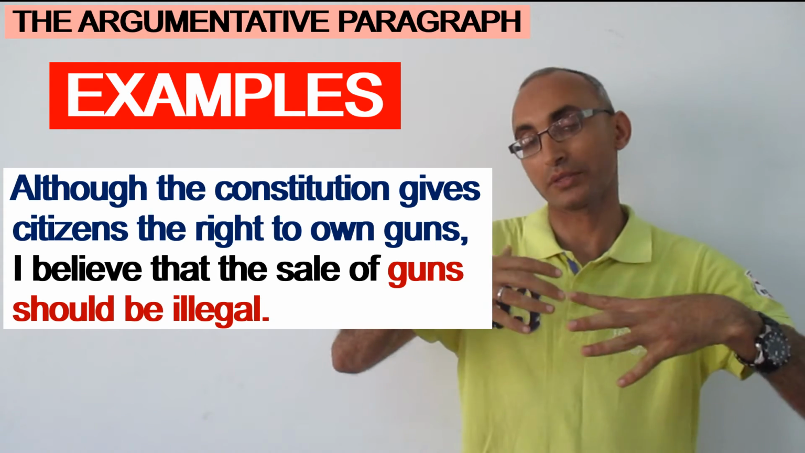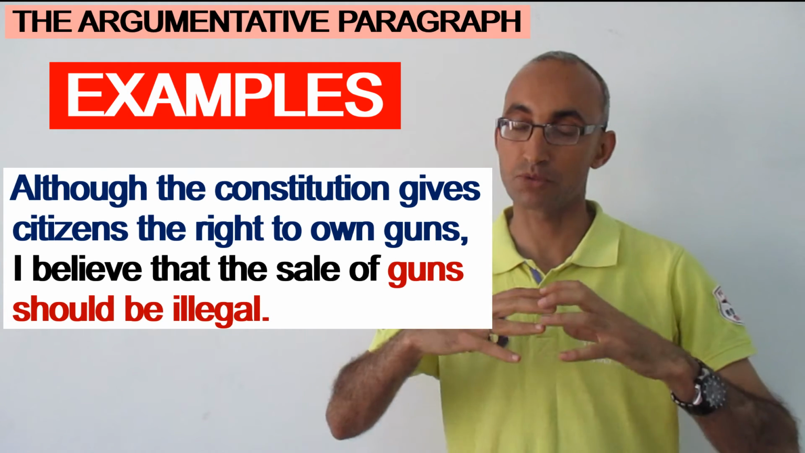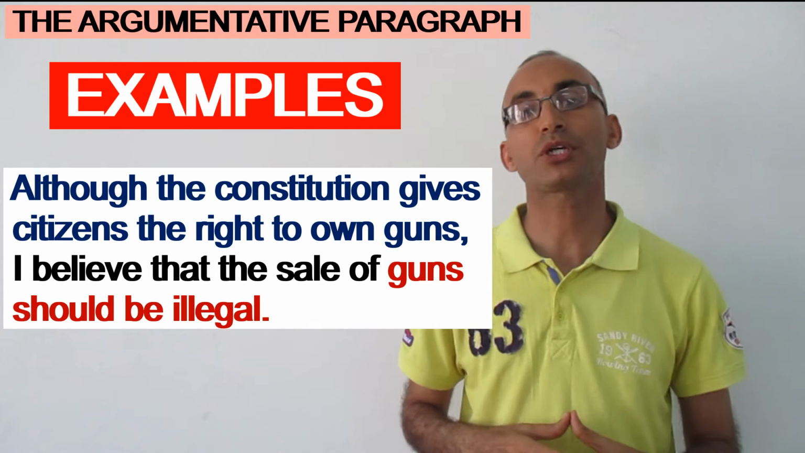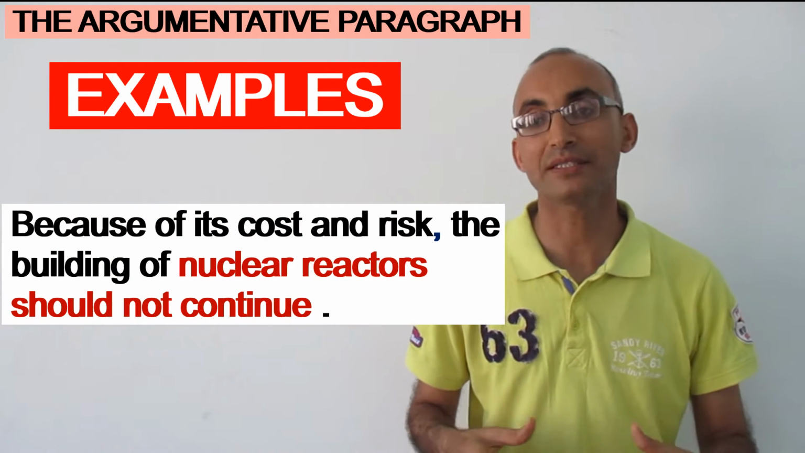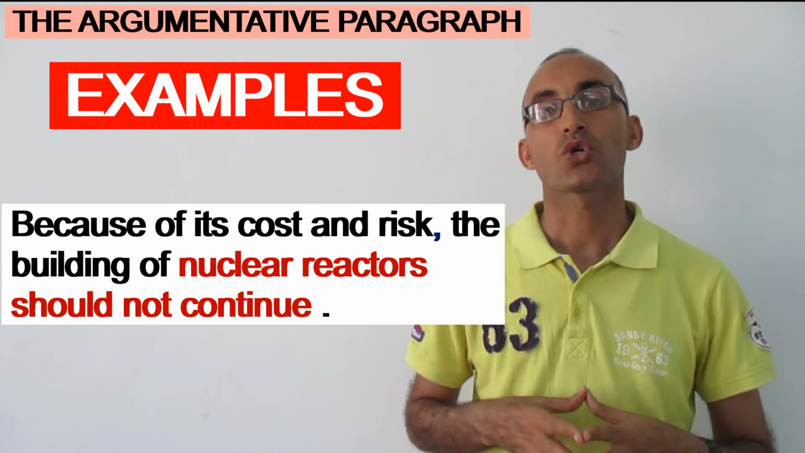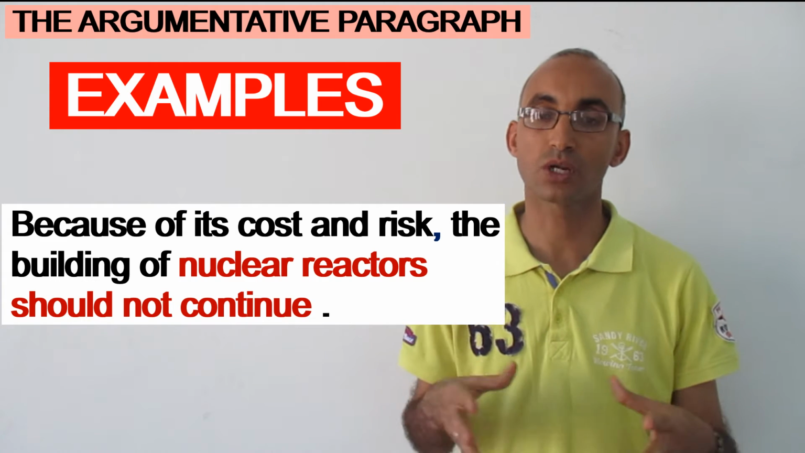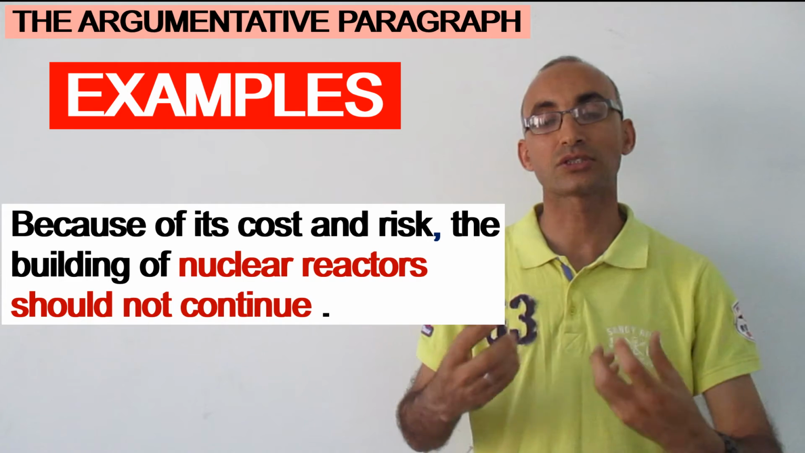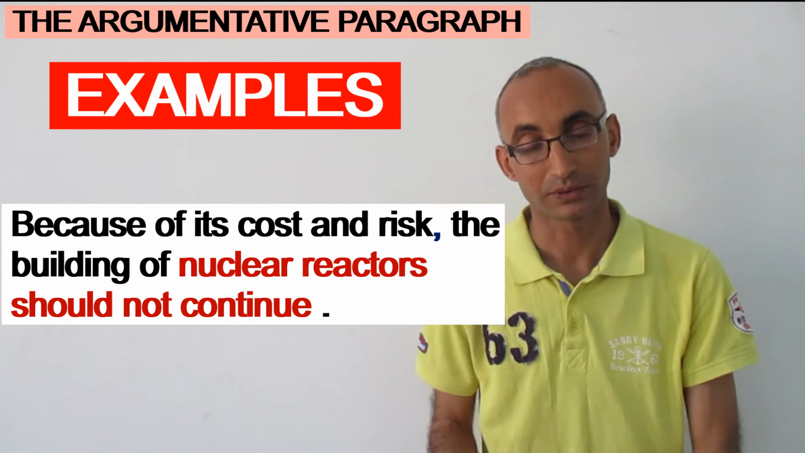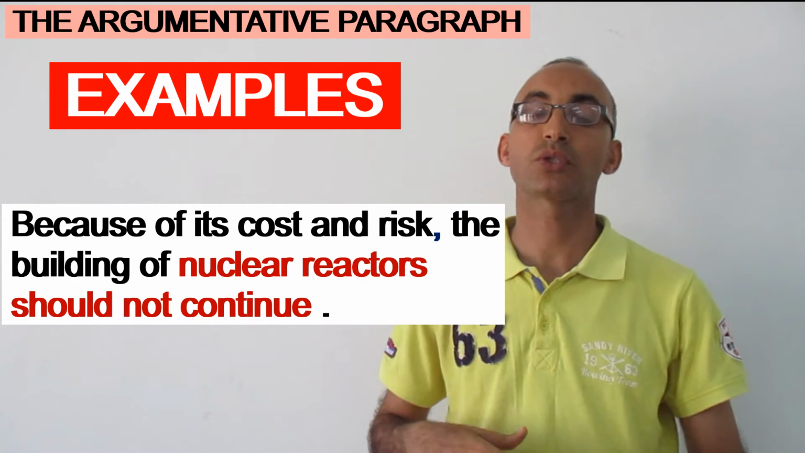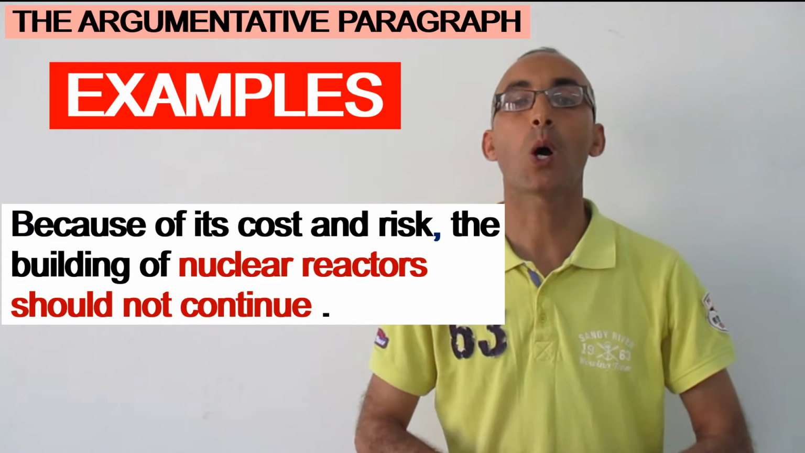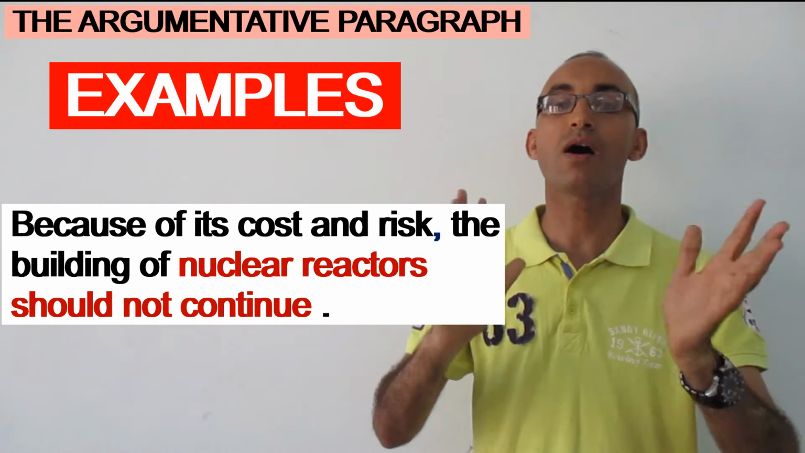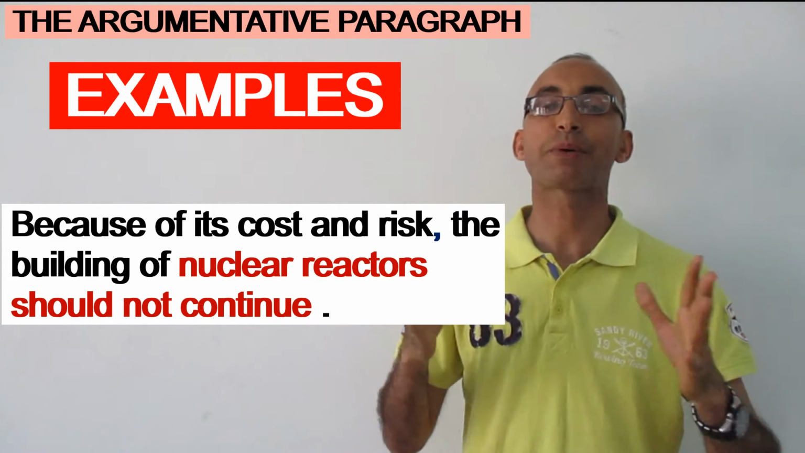Or also we can start directly, without referring to the opposing view, and say directly, because of its cost and risk, the building of nuclear reactors should not continue. So here in this topic sentence, the writer starts directly introducing his point of view, without referring first to the opposing opinion. This is concerning the topic sentence of the argumentative paragraph.